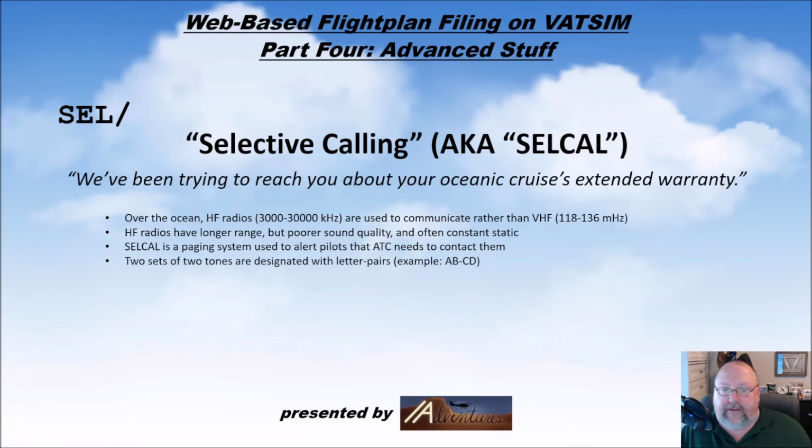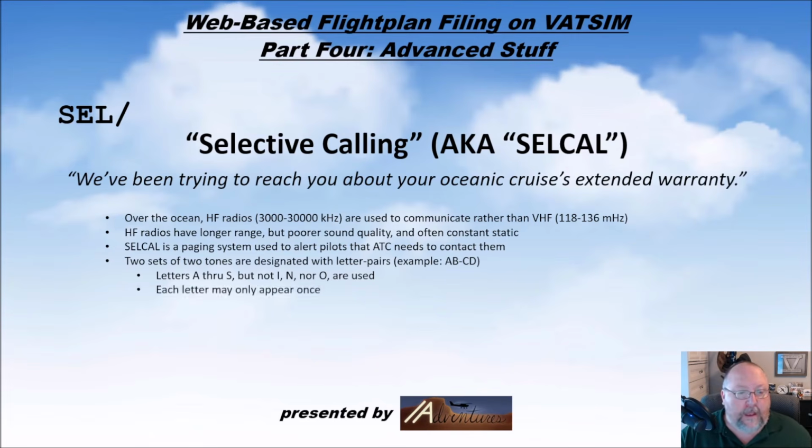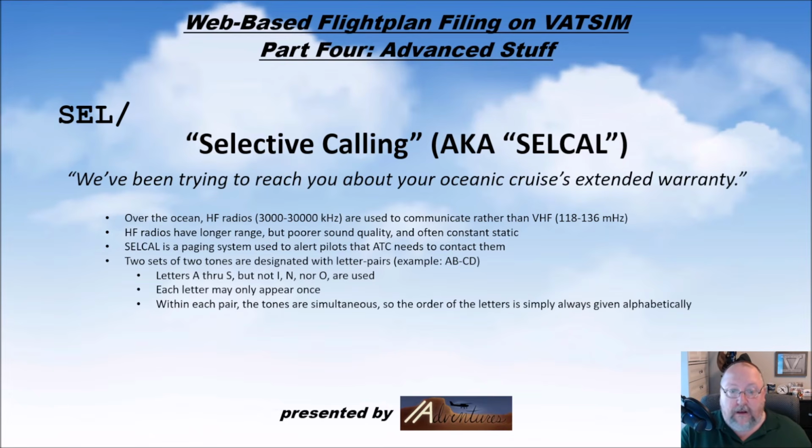It is enacted with a set of 2 tones, two pairs of 2 tones actually, that are designated with letter pairs. So you have Alpha Bravo, Charlie Delta, for the sake of an example. They use 16 different letters, Alpha through Sierra, but they don't use India, November, or Oscar. And each letter can only appear once in the code. Then within each pair, the tones are simultaneous. So AB is basically the same as BA. So for that reason, they always just list it alphabetically, AB.